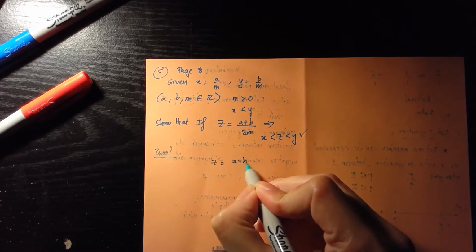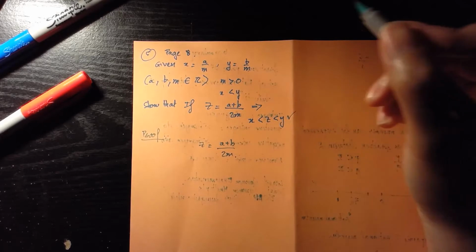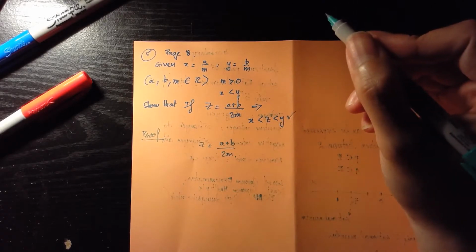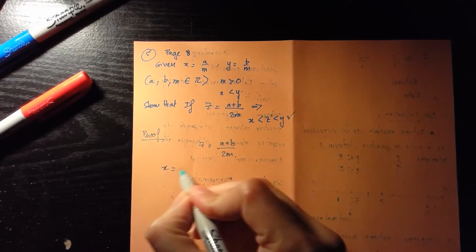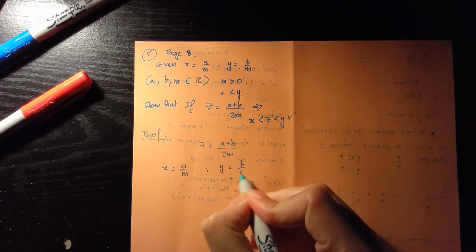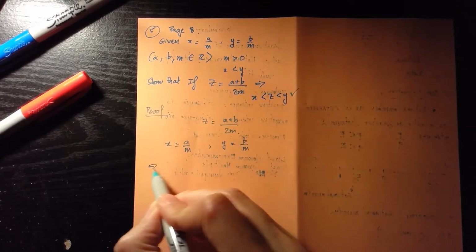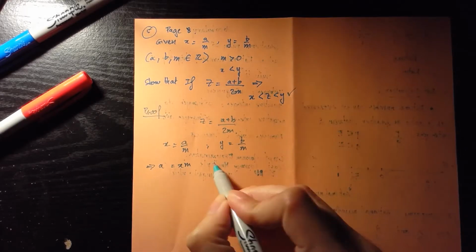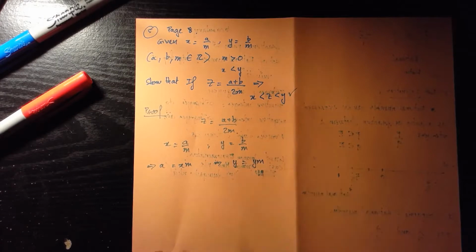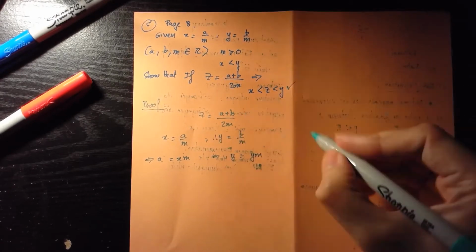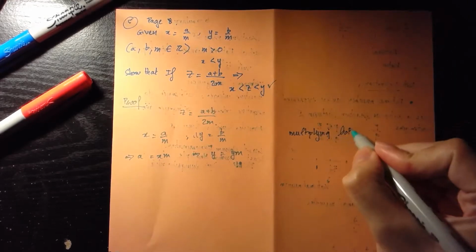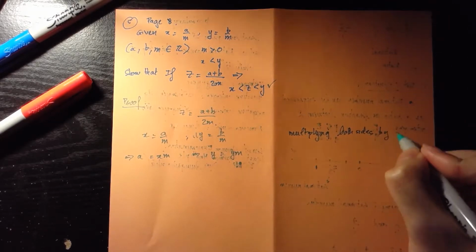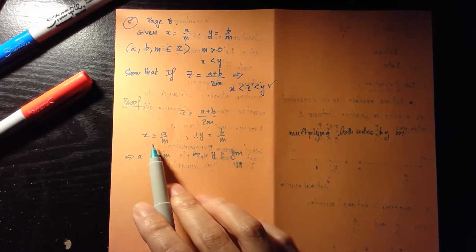A plus b over 2m. We have to play around with it. I'm not sure that this method would work, but we have to see where it's gonna lead us. Okay, and they give you this, and from here I can get a is xm, right? And from here I can get b is ym, as I multiply both sides by m.